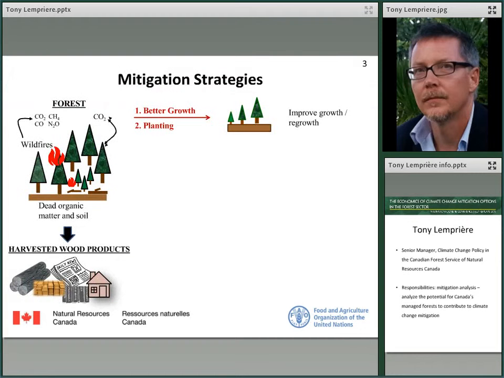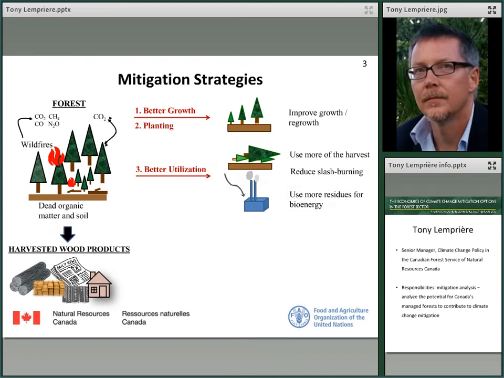Now, we developed estimates of costs for strategies implemented over 2015 to 2050. We had 7 strategies that we were looking at. First, a better growth strategy involved silvicultural activities like fertilization and reduction of competing vegetation. A planting strategy simulated faster regeneration by increasing post-harvest planting.